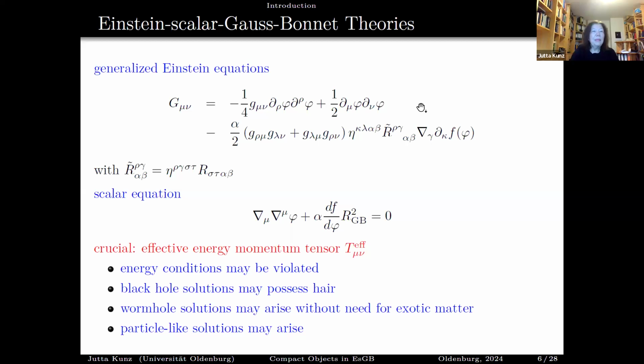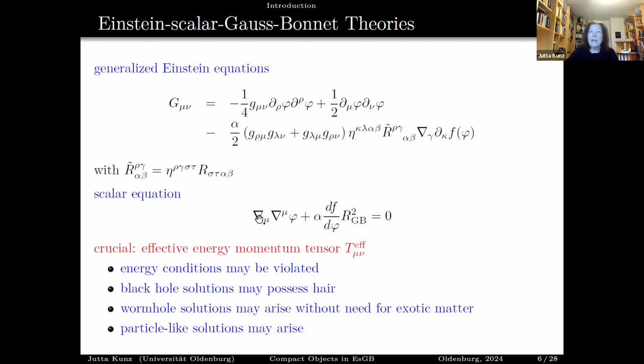Now, this is how the field equations look, and what we have here is the energy momentum tensor, the stress energy tensor of the scalar field. It's just the usual one. But then we get this additional piece, which comes from the Gauss-Bonnet term. So in total, we have some effective energy momentum tensor, and it's this effective energy momentum tensor that gives us all these interesting new aspects.